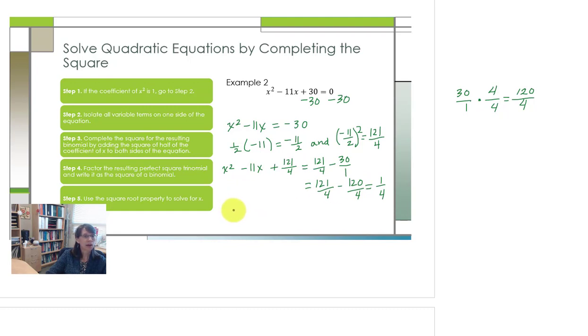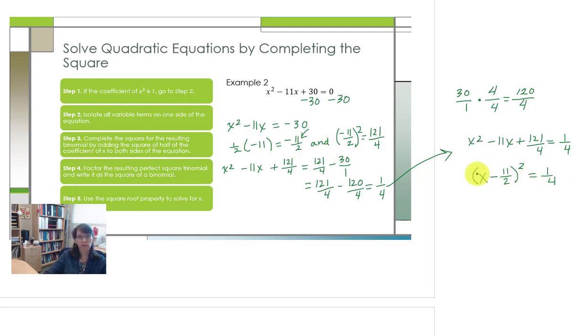So our quadratic equation now is x squared minus 11x plus 121 fourths now equals 1/4. We should have a perfect square trinomial here on the left side, and that factors as a quantity squared. So x squared comes from x times another x, and going back to where we found half of negative 11, the negative 11 halves is the amount that will be used in this binomial. Notice this time I'm using subtraction of 11 halves, and that all stems from this middle term in the original equation being a negative number. So half of that negative number makes a negative number.